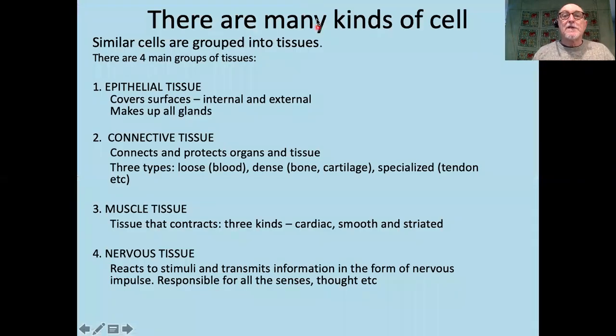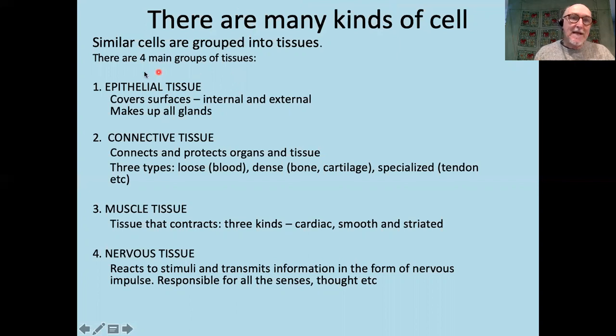So the first thing to realize, of course, is that there are many different kinds of cell in the body, in any organism. And when we look at these cells, we can group them by their structure and also by the sorts of function that they perform. And we recognize here 4 major types of tissue. When we group a similar group of cells together like that, we refer to that as a tissue. And there are 4 main groups.